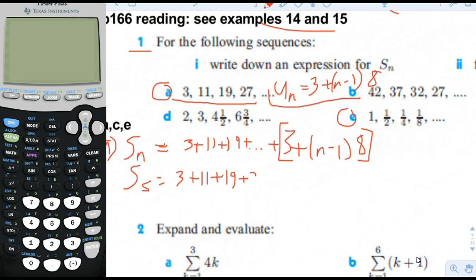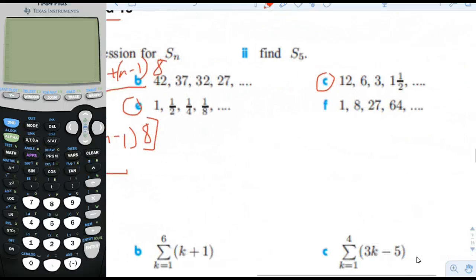So it would be plus 27, and then the next term would be 35, right? So on your calculator, you would add 3 plus 11 plus 19 plus 27 plus 35, and you would get a number, and you would put it there. Okay? Now what about C?